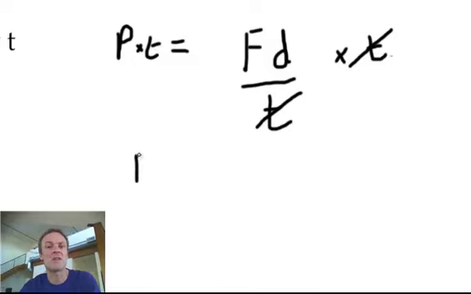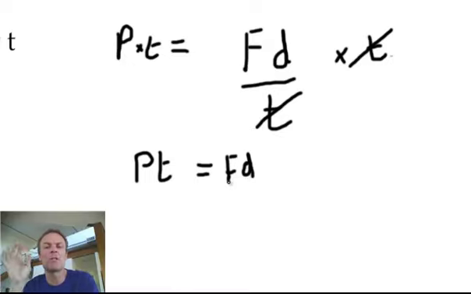So what I now have is pt equals fd. I multiplied by a t because it was being divided by a t. So to get rid of the denominator t, I multiplied by t. It appeared on the other side though. Now, this is hopefully back to straightforward stuff. How do I get to this t? What do I do with the thing next to the letter?